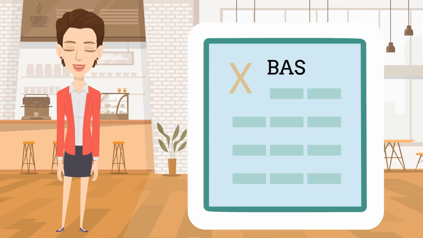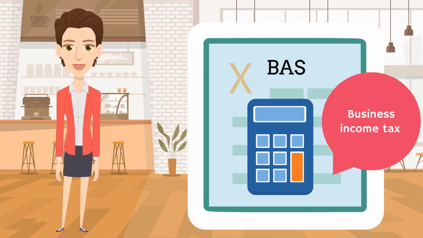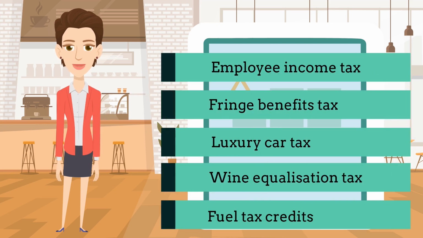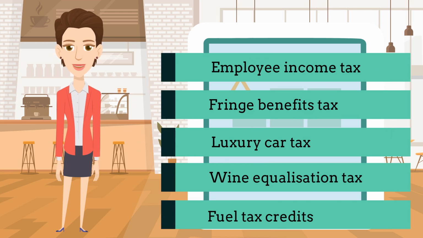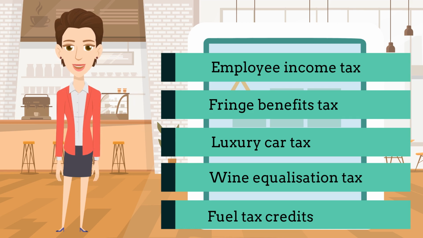A business activity statement is a form that you fill out between 1 and 12 times a year, depending on your business size. The Australian Taxation Office uses the information on your business activity statement to work out your GST refund or bill. It's also used for business income tax, if you're in the pay-as-you-go system, employee income tax, fringe benefits tax, luxury car tax, wine equalisation tax, and fuel tax credits.